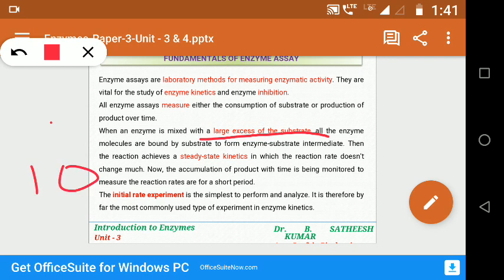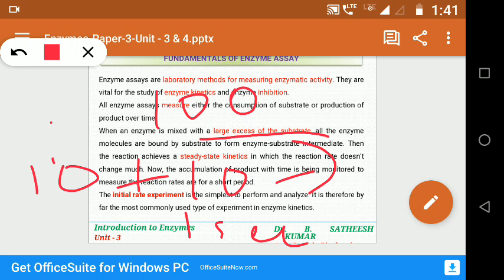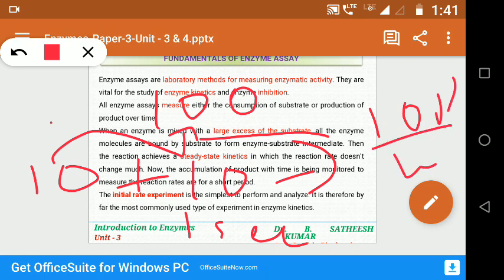Suppose we have 10 enzyme molecules, and these 10 enzyme molecules interact with 10 substrates per 1 second. Okay. So what happens if we use 100 molecules of substrate? In 10 seconds these 10 enzyme molecules will consume 100 substrates. So we will get 10 products per second.